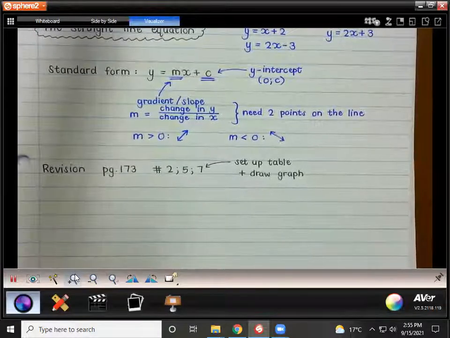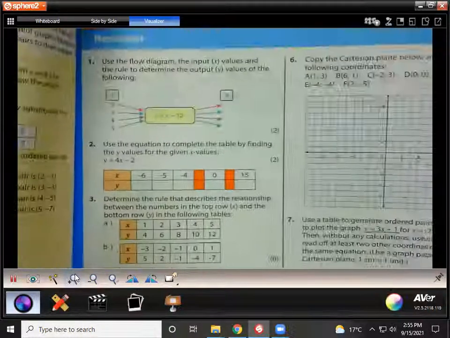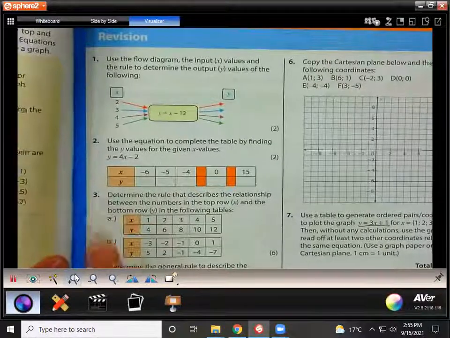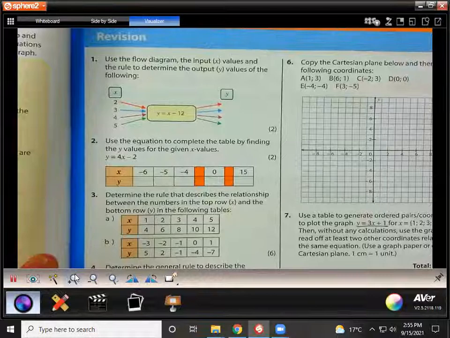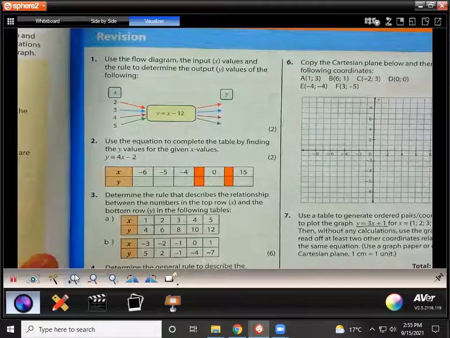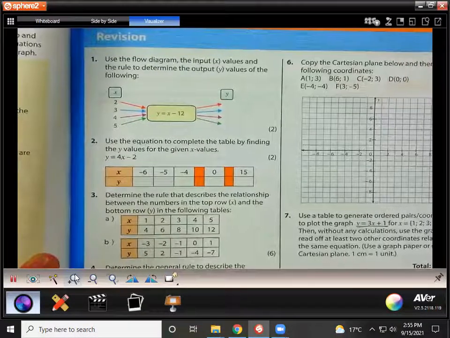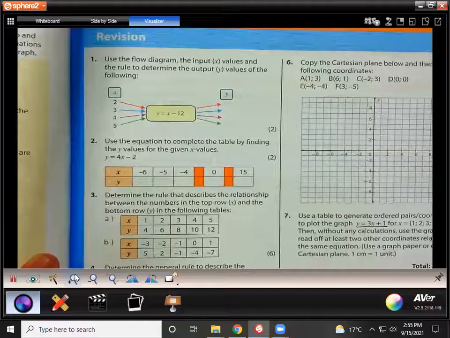There are 5 minutes left. Maybe I'll just put this on the board. Do you guys want to take a picture of these questions? So that's number 2. You just want to take a picture of that quickly. And you don't actually have to use your textbook.